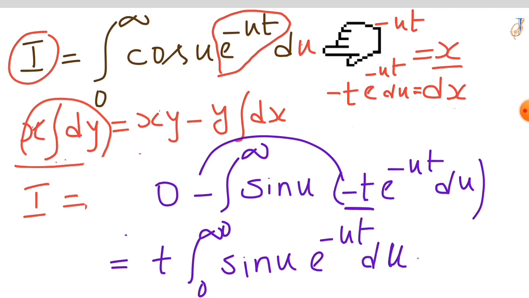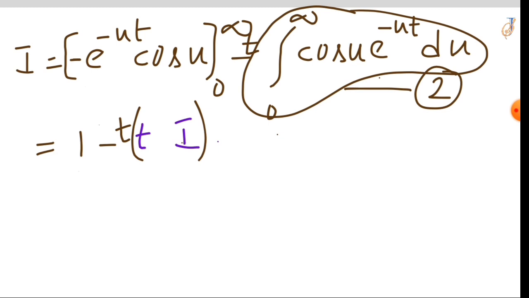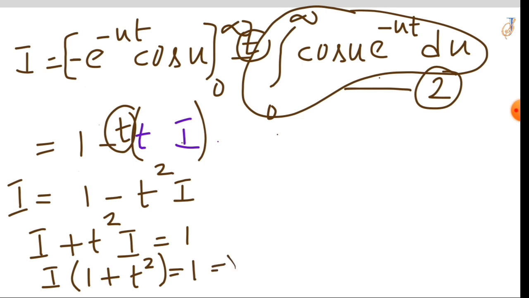After solving this integral 0 to infinity cos u e power minus ut du, we got t times this integral, so it is the same as I. So we can write this as t times I. So instead of this integral of sin u, we can write tI. Here already we have t, so let's take t times, and instead of integral 0 to infinity cos u e power minus ut du, we can write tI, isn't it? So this becomes 1 minus t power 2 I. I plus t power 2 I is equal to 1. Then taking I common, you will get 1 plus t power 2 times I equal to 1. So I equals 1 over 1 plus t power 2.